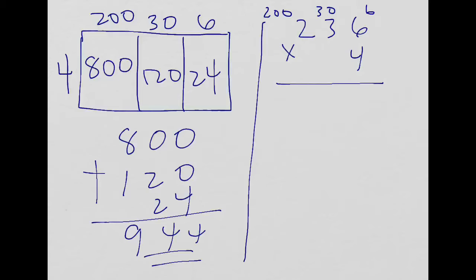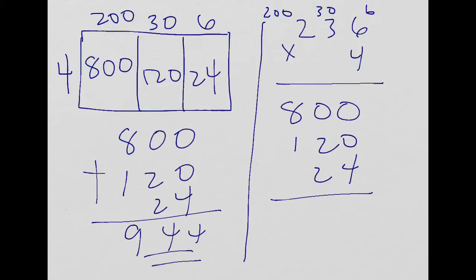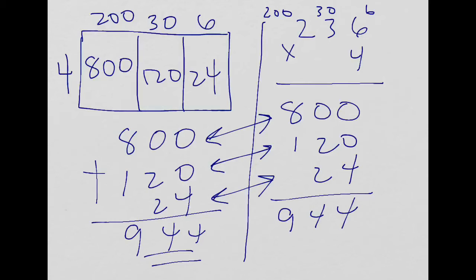And so then they're, again, going to take 4 times 200, and that's going to be 800. And they're going to take 4 times 30, and that's going to be 120, and 4 times 6 is 24. If you notice, you get those same values because you're multiplying 4 times the same place value spot in each case. So when you get down to this part, it looks exactly the same. And of course, when you add it up, you're going to get 944, and it's the same on both sides.